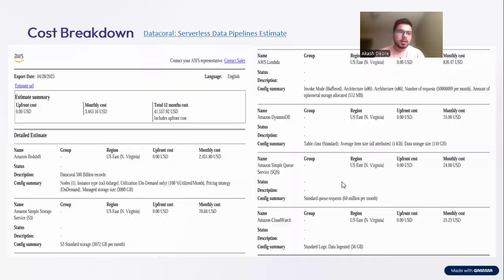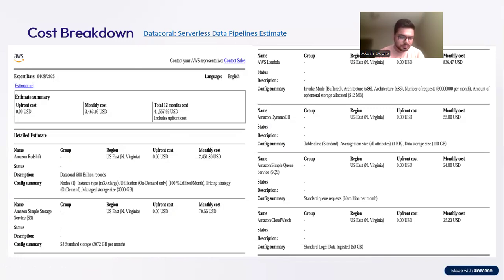Moving forward, we have our cost breakdown: what this architecture actually costs. As I mentioned, I have created this cost estimate using the AWS cost estimator, and I have also added a screenshot of my estimate along with the link to my estimate here. So I will quickly go through this and explain what cost is required for this architecture.